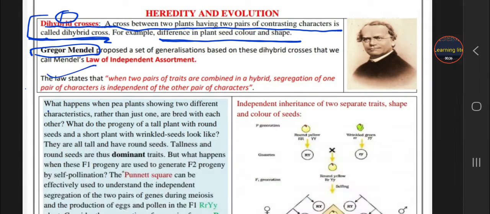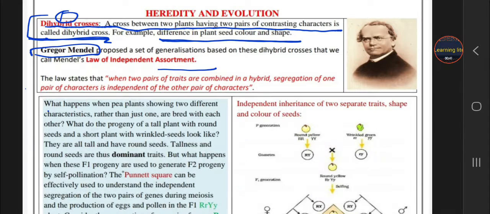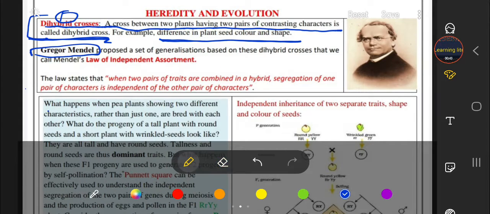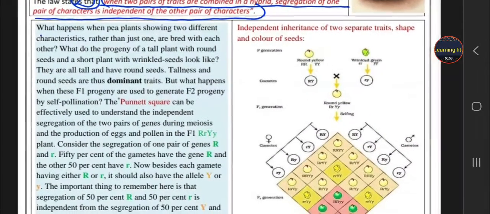And what is the law of independent assortment? According to the law of independent assortment, student, when two pairs of traits are combined, the segregation of one pair is independent of the other. And this is the answer of your second question, student.